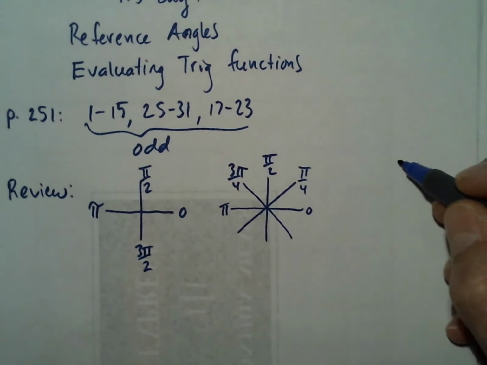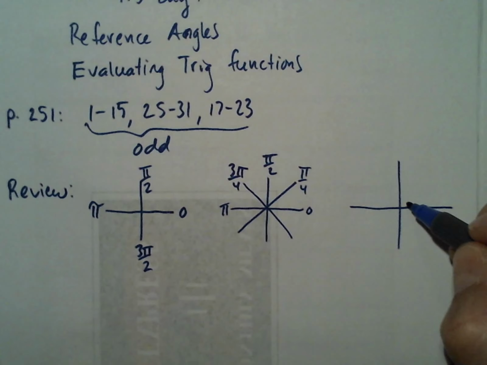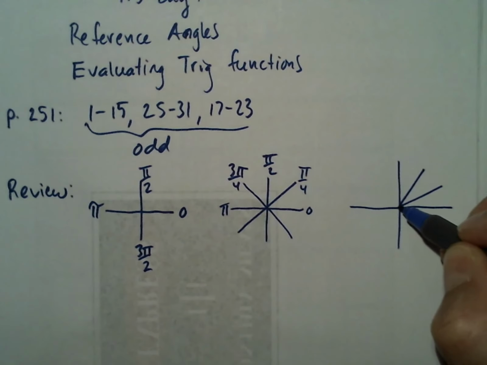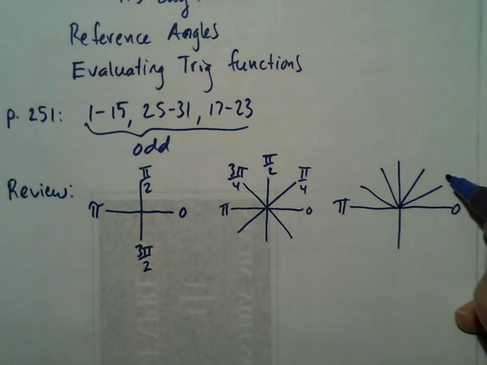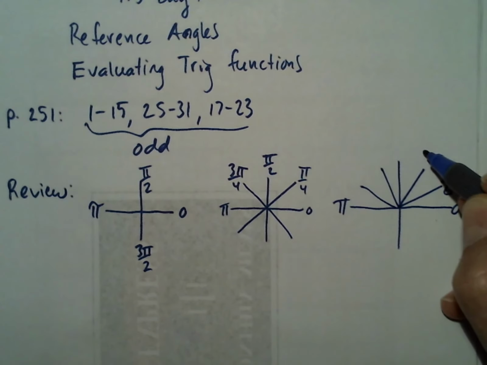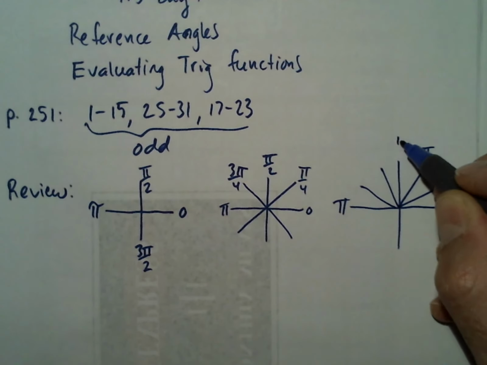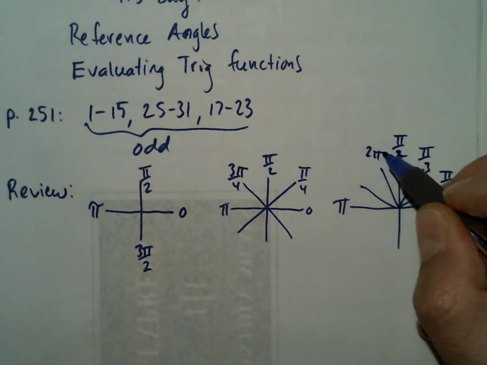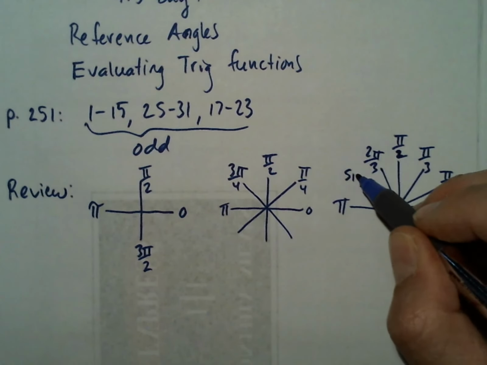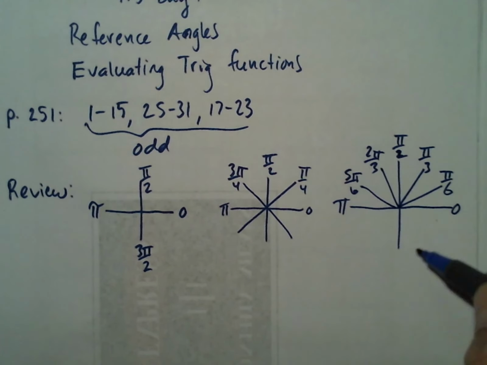We also have, if we divide the top half into 6 parts, 0, pi, so this will be 1/6 of pi, 2/6 of pi, 3/6, 4/6, and 5/6, and you can go around.